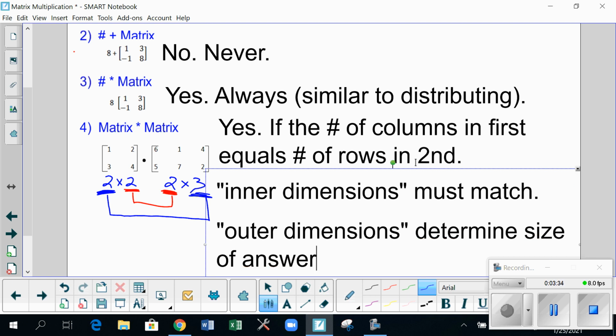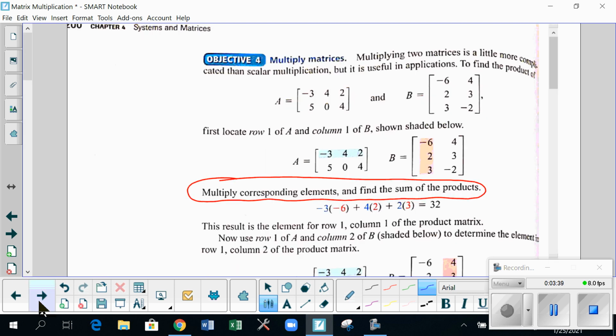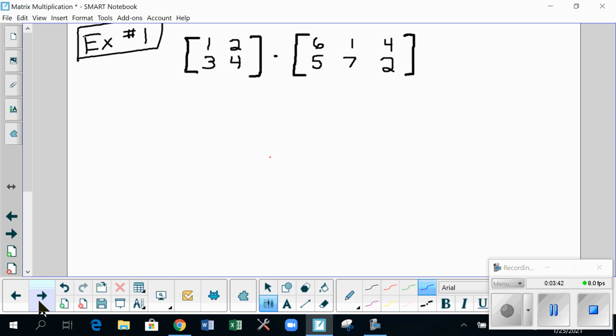Okay, so let's start putting this into practice with some actual examples. Oh, and we'll come back to this. There's kind of the textbook definition.